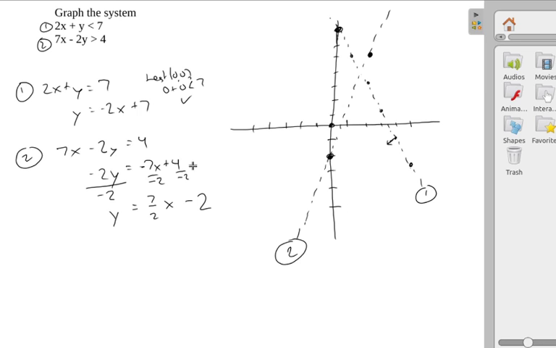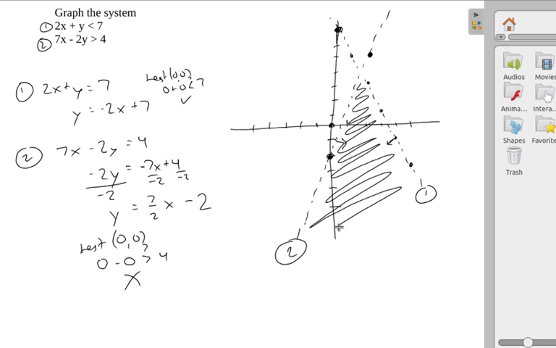And let's test the origin here. Testing it with the original inequality. 0 minus 0 is greater than 4. That's a question. And this is not true. So that means the origin is not on the correct side of this line. So we should shade away from the origin. Shade on the other side of the line. And you can see the region that would satisfy both of these inequalities is this region right there.